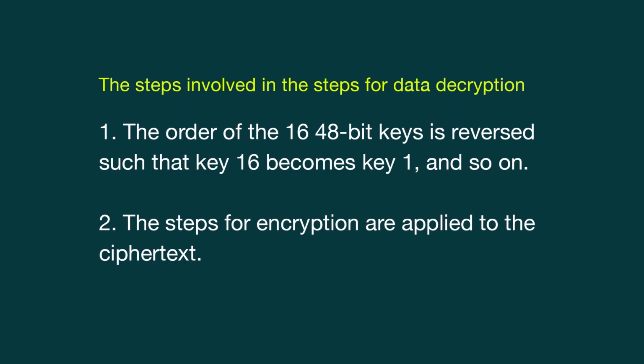Steps for decryption. The steps involved in data decryption are: the order of the 16 48-bit keys is reversed such that key 16 becomes key 1 and so on. The steps for encryption are applied to the ciphertext.